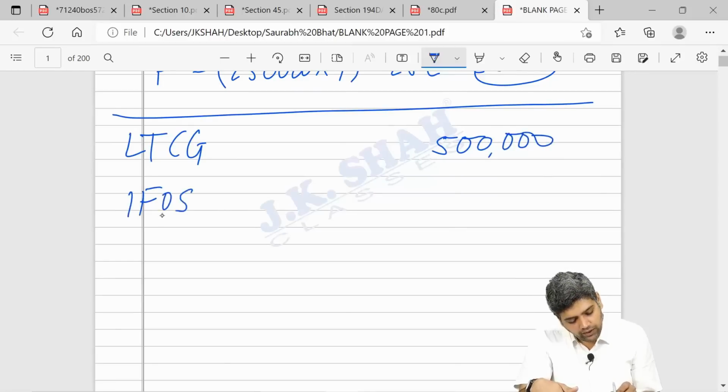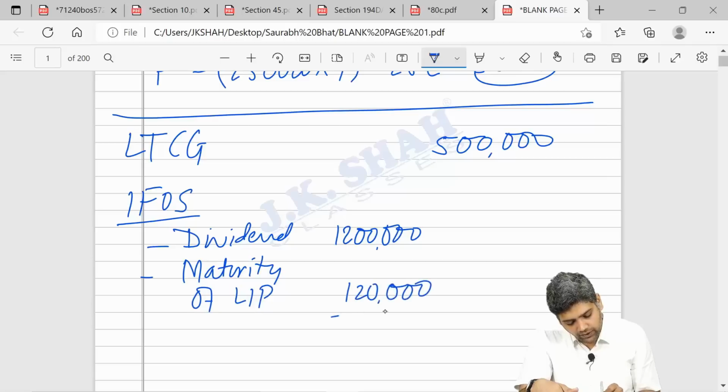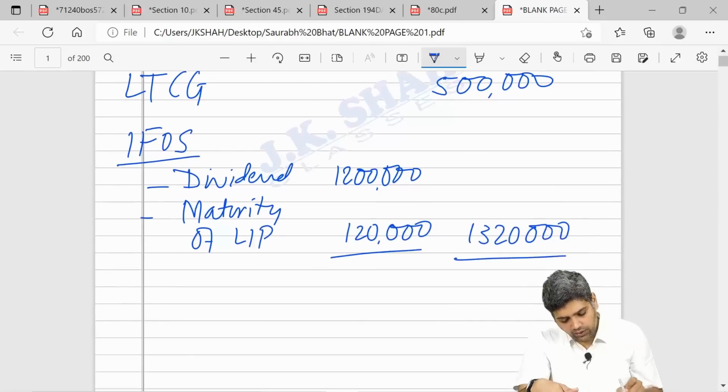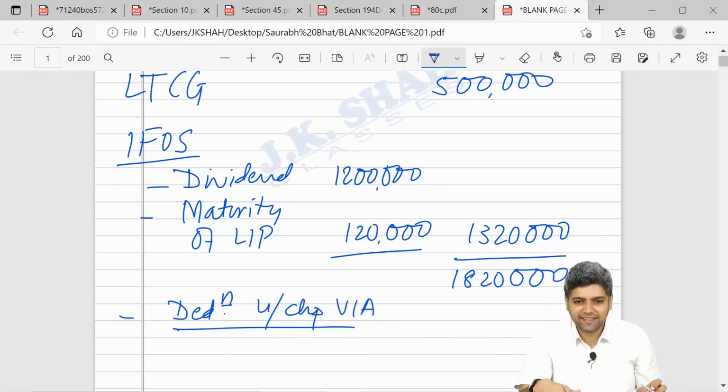And he has got income from other sources. The first one is dividend, that is 12 lakh rupees, and maturity of life insurance policy we already computed, that is 1,20,000 rupees. So the total comes to 18,20,000 rupees. Since he has not opted for provision of 115BAC, our life is a bit difficult. We have to avail deductions under Chapter 6A.